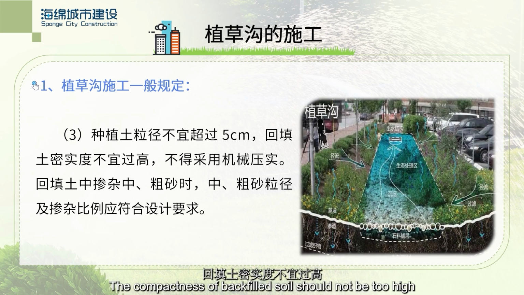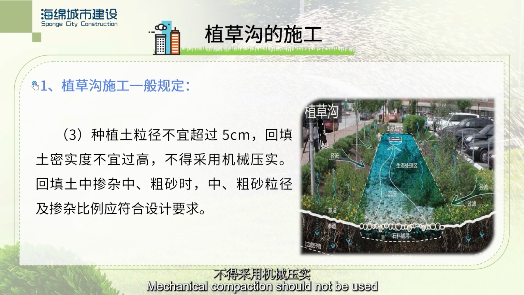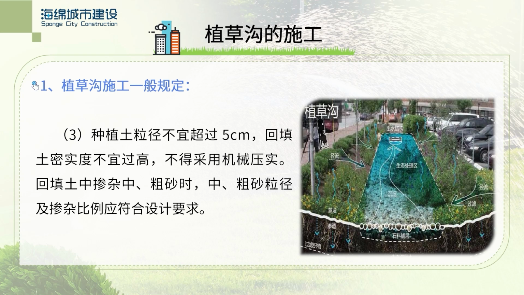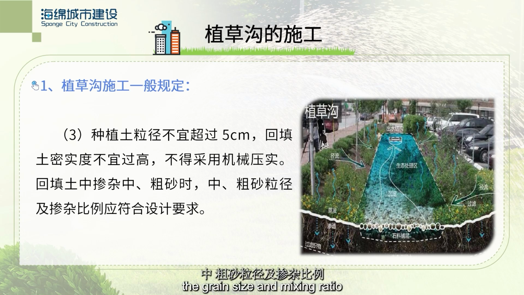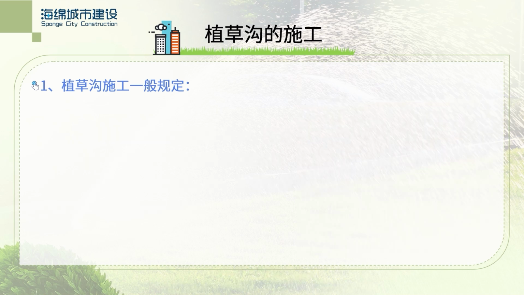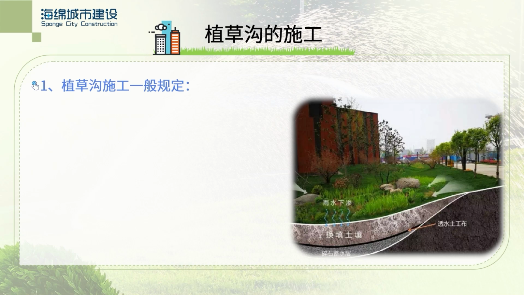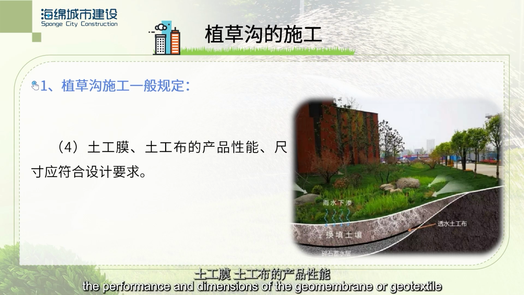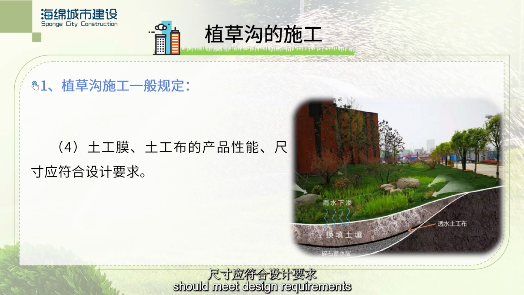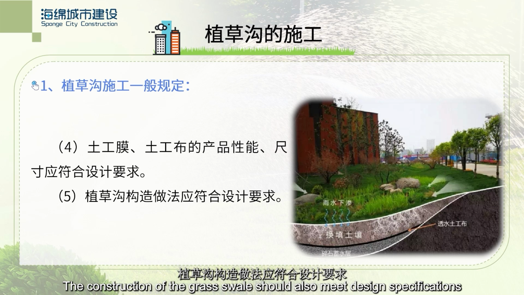The compactness of backfill soil should not be too high. Mechanical compaction should not be used when medium or coarse sand is mixed into the backfill soil. The grain size and mixing ratio should comply with design requirements. When near roadbeds or buildings, geomembranes or geotextile should be laid according to design specification. The performance and dimensions of the geomembrane or geotextile should meet design requirements. The construction of the grass swale should also meet design specification.